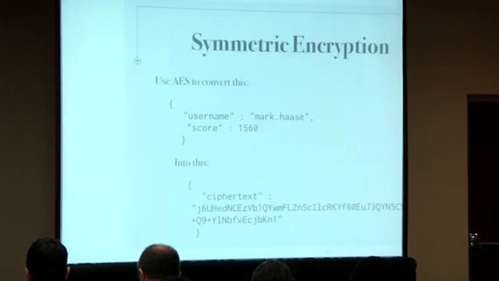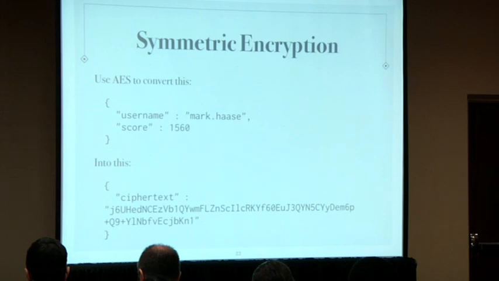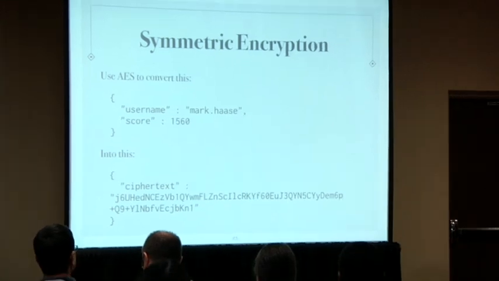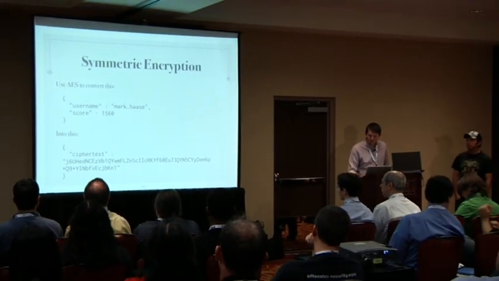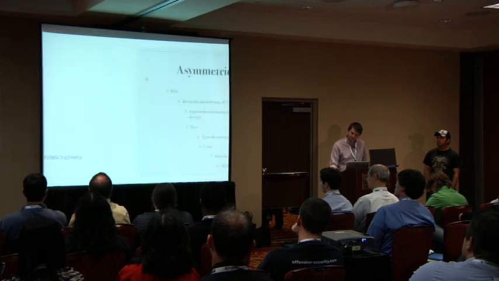The symmetric encryption API looks similar to the original API. We start off with the exact same request format, and then we encrypt that entire thing, spaces and indentation and brackets and everything, and we take that ciphertext, which you can see at the bottom here, and we put that into a new JSON object. So that's how the API for this works.